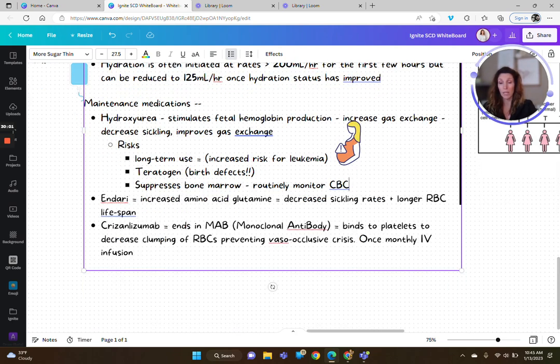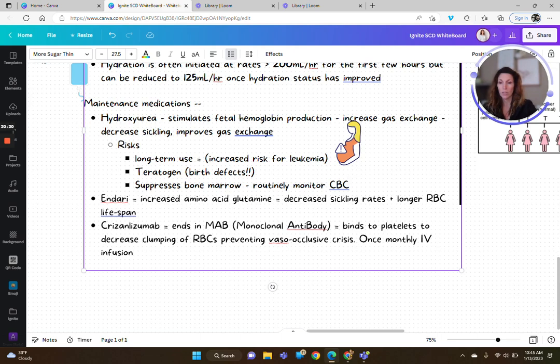Okay, and then another medication, and I definitely don't think you necessarily need to memorize a lot about these, but this is just an idea of other things that maybe are used to treat. I would say hydroxyurea is like the most commonly tested on, or something you might see. Endari increases the amino acid glutamine. So it basically decreases sickling rates and causes a longer red blood cell lifespan.